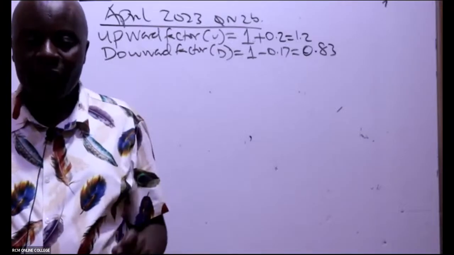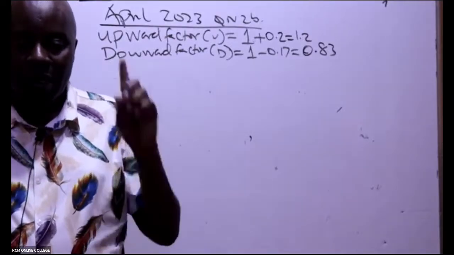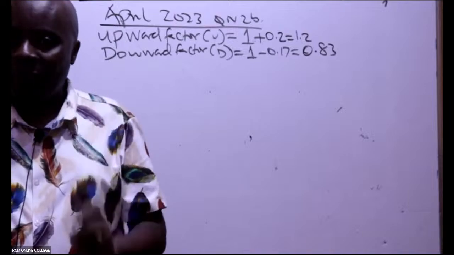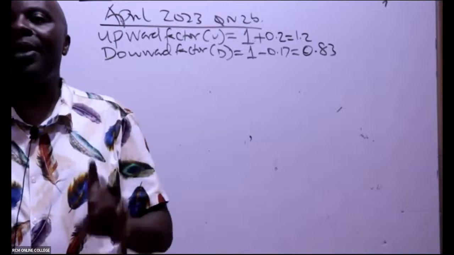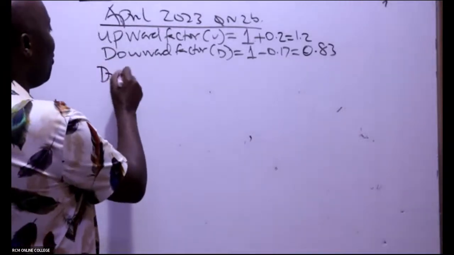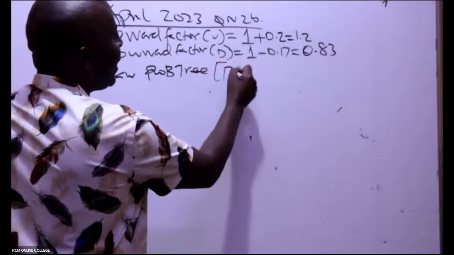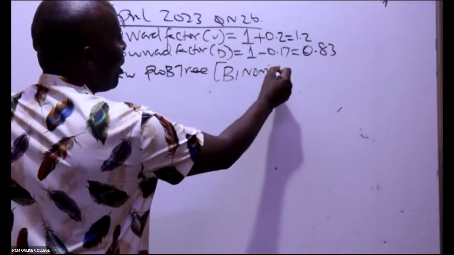So that is the first thing that you need to do. That is step number 1: get the upward factor and the downward factor. From there, ladies and gentlemen, draw a probability tree, which basically is a binomial.